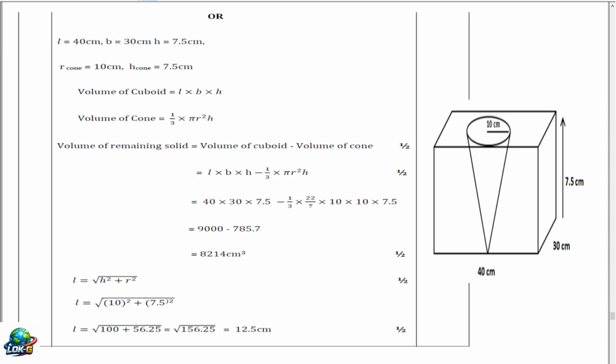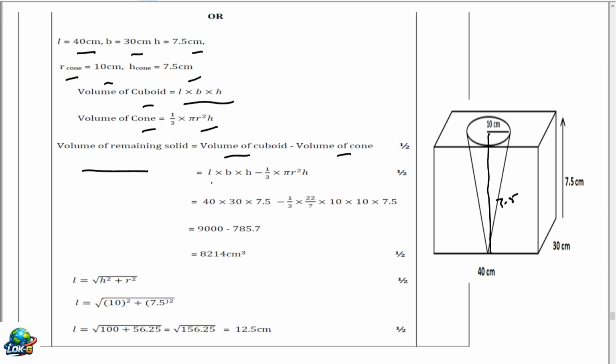Observe. This length is equal to 40 centimeter, breadth is 30 centimeter, height is 7.5 centimeter. Radius of the cone is 10 centimeter, height of the cone is 7.5 centimeter because this is the same height. Volume of the cuboid will be length into breadth into height. Volume of the cone is 1 by 3 pi r square h. Volume of the remaining solid is volume of the cuboid minus volume of the cone.